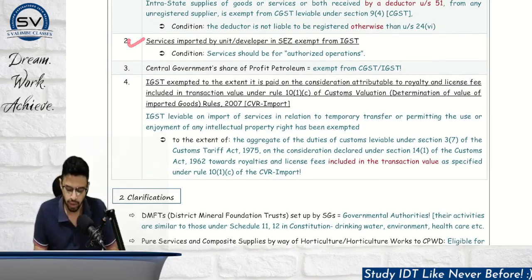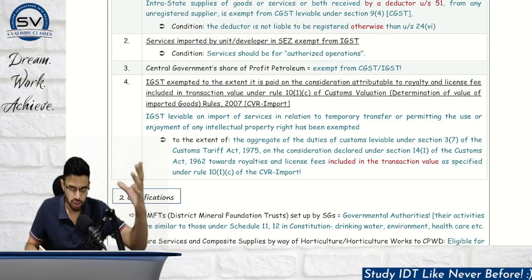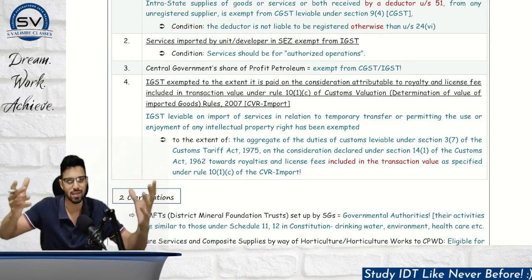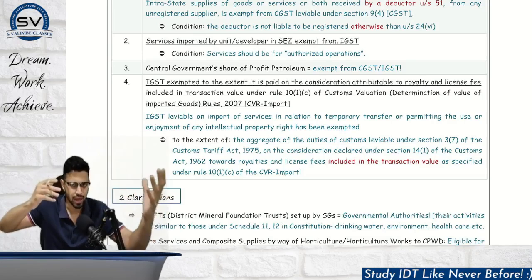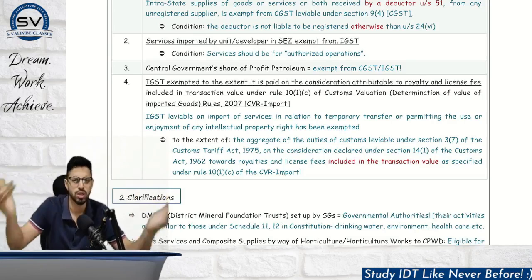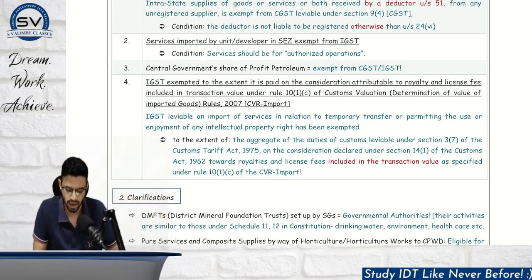Services imported by a unit or developer in SEZ are exempt from IGST. Now please understand, an SEZ unit or a developer is considered as an abroad unit. So basically in essence what is happening? An abroad unit, a unit which is not in India, is importing something from abroad. So basically the essence is that there is no involvement of our country, right? An abroad unit is getting something from abroad, so there is no link of India. So no IGST, exemption has been granted.